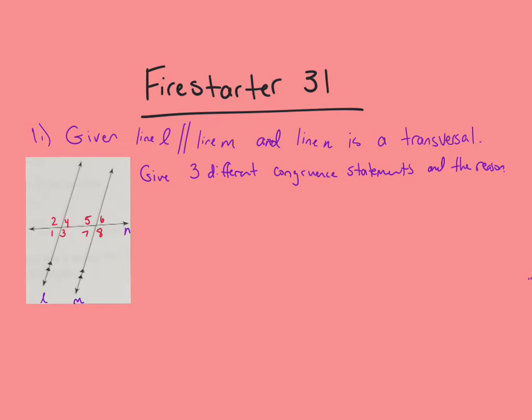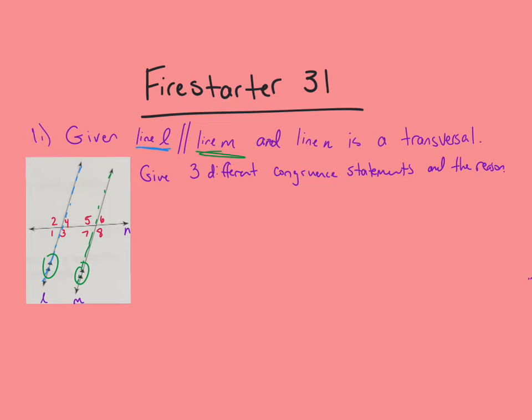All right, so we're moving over to Firestarter 31. Now remember, I'm telling you certain things are true in this to start, so make sure you're paying attention to that. So the first thing I'm telling you is that line L right here, that's this guy right here, and line M, that's this guy right here. They're parallel. That's what those symbols mean right there. They mean parallel. All right.